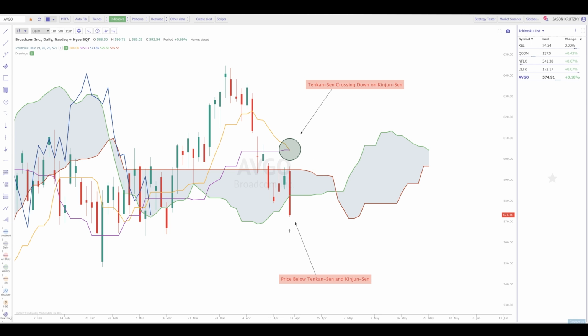We can see that as well here. So this name represents a good, potentially bearish setup. Now let's look at a potentially bullish setup.